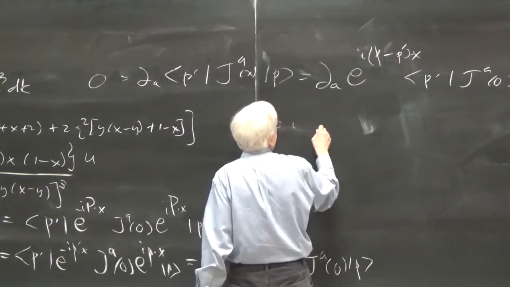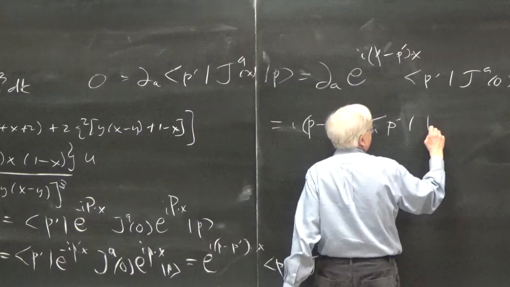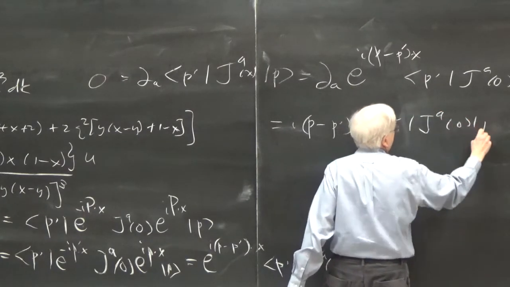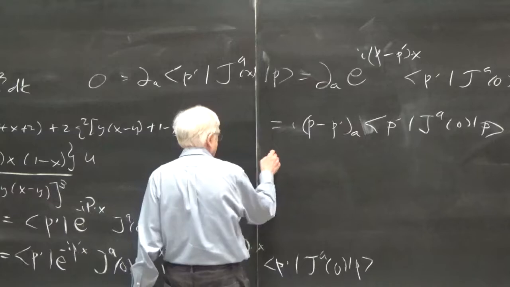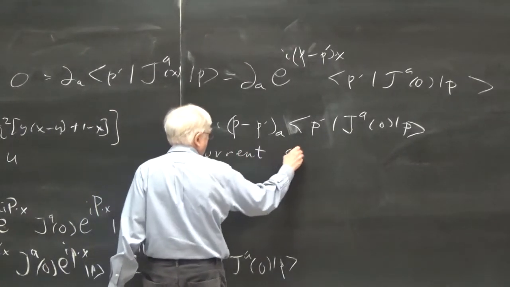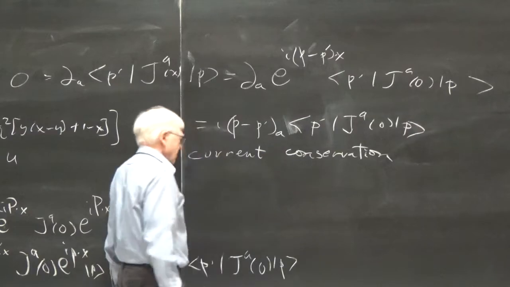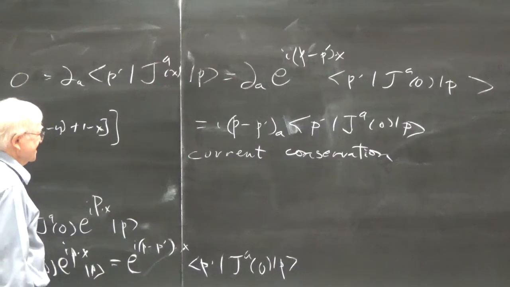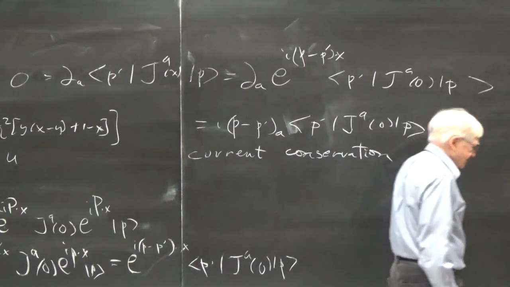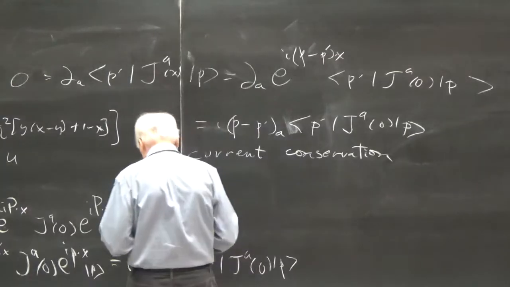And so this is i(P minus P prime) sub A, P prime, J_A of 0, P. So what we expect then is current conservation, which, because I'm a theorist, you should take with a grain of salt anything I say about experimental physics, but I believe that current conservation is the most accurately measured conservation law.